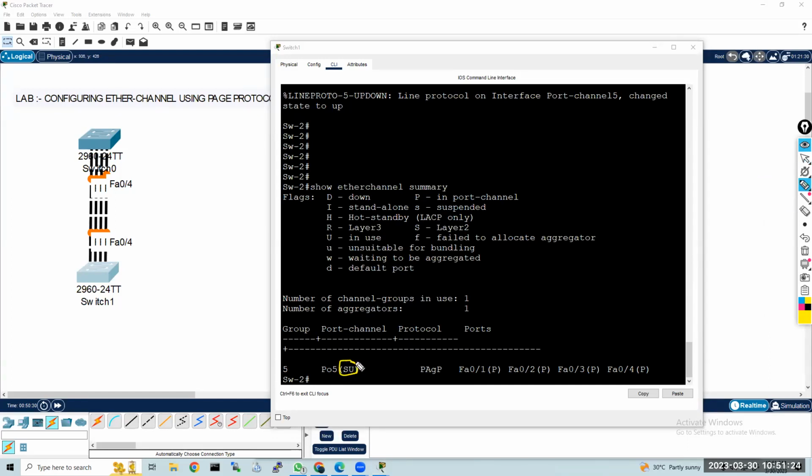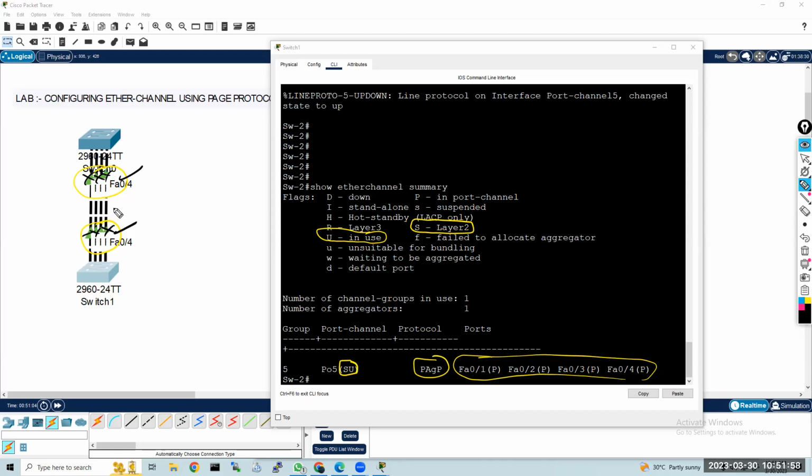Capital S and U. What is capital S? This is my layer 2. Capital U means in use. The protocol is your PAgP. So which ports are we using? 4 ports. You can see all the ports are up, because there is no blocking.